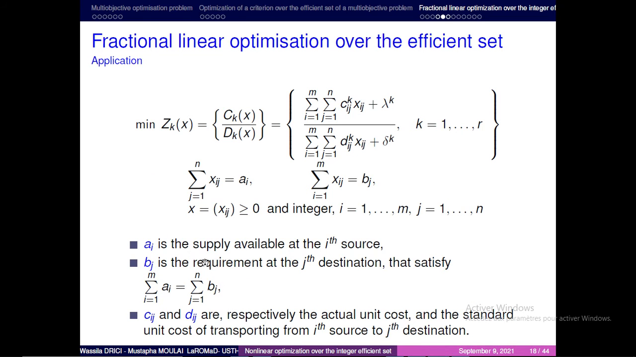AE is the supply available at the source E, and BG is the requirement at the destination G, that satisfy sum AE equal to sum BG. Here CEG and DEG are respectively the actual unit cost and the standard unit cost of transporting from source E to destination G.